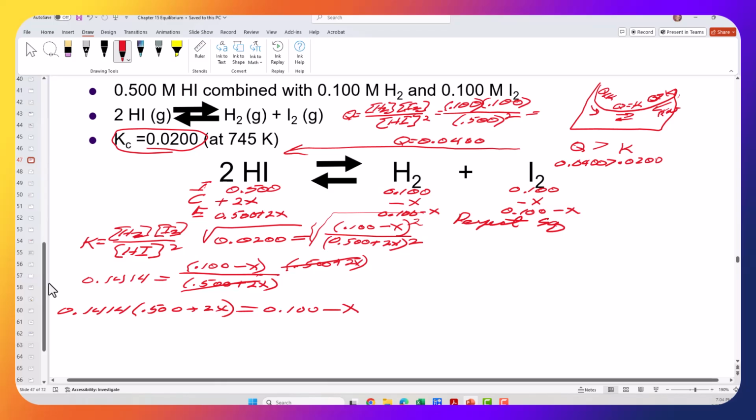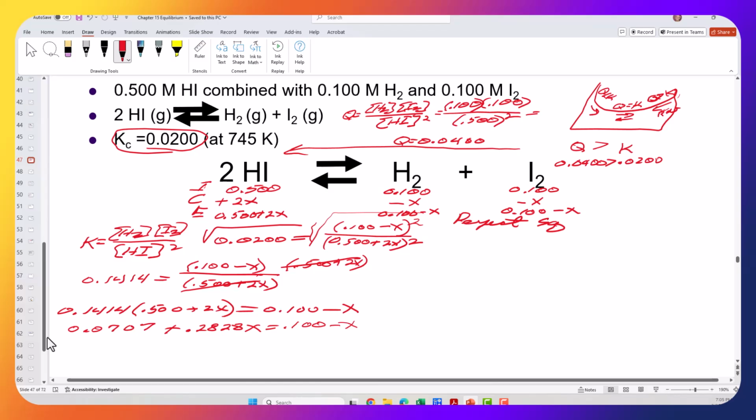So let's see, times 0.5, that gives me 0.0707. So now I've got 0.0707 and then plus 0.2828x is equal to 0.100 minus x. All I did was take my 0.1414, multiplied it times 0.5, gave me 0.0707 times 2x, which gave me plus 0.2828x. Now I'm going to just combine my terms.